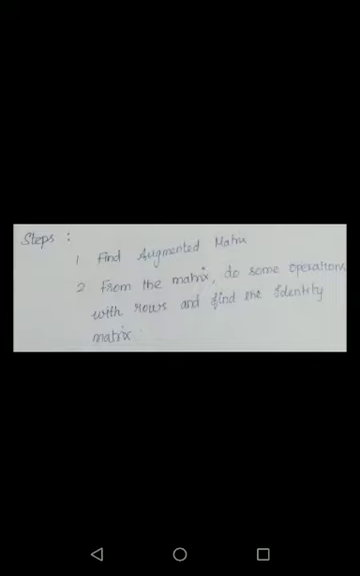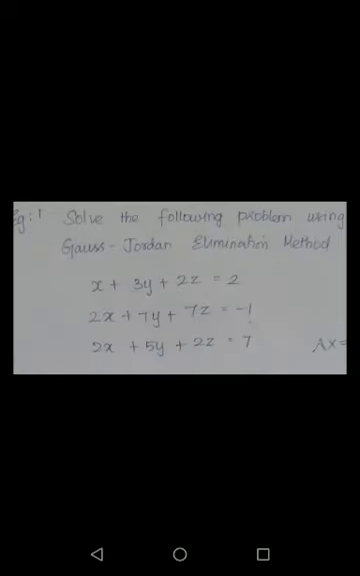First, we have to find the general matrix from the given linear equations. After finding the matrix, we have to find the augmented matrix, and from the augmented matrix we should do some row operations to find the identity matrix. Let us consider one example: solve the following problem using the Gauss Jordan elimination method.